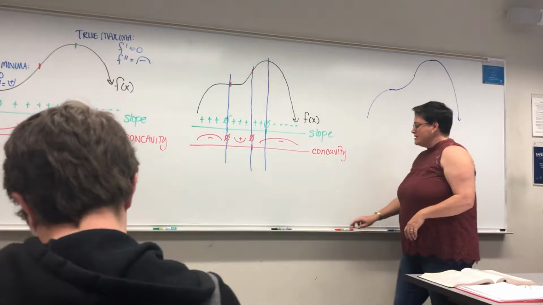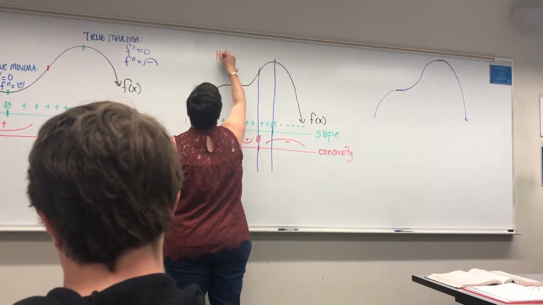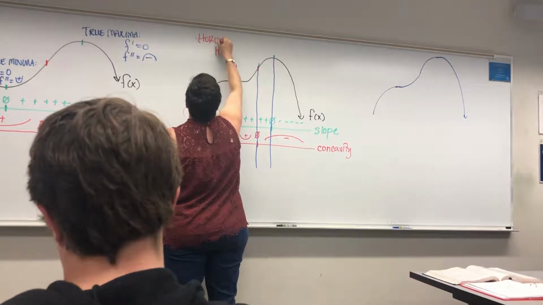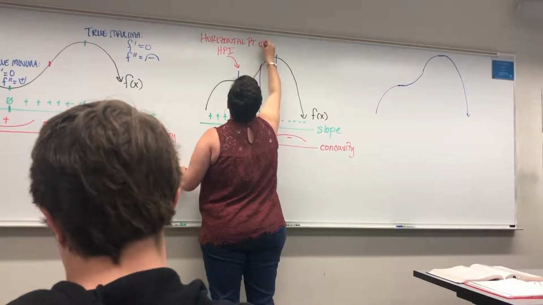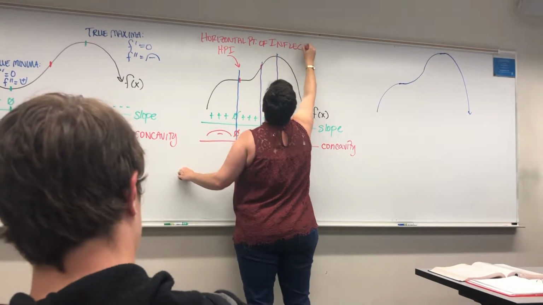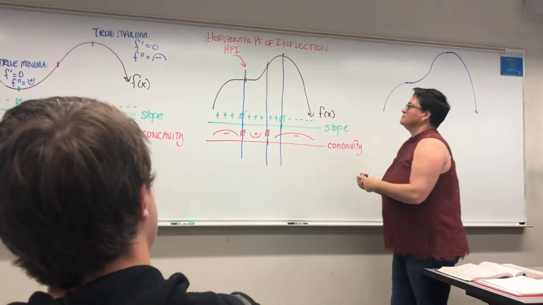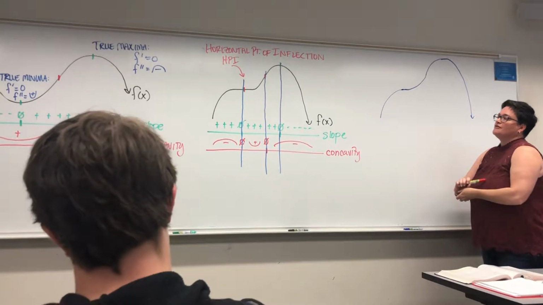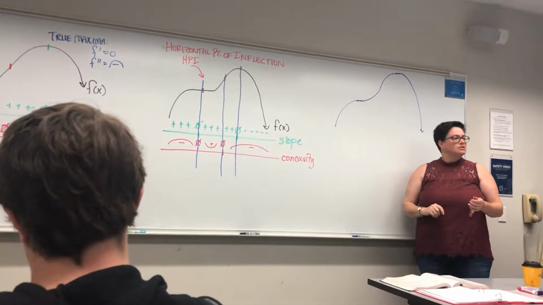right. This is called a horizontal point of inflection. Horizontal point of inflection. And it's horizontal because the slope has flattened out for a piece there. Just for a piece, not for long. I've exaggerated it there. It probably would look more like this in the real world.